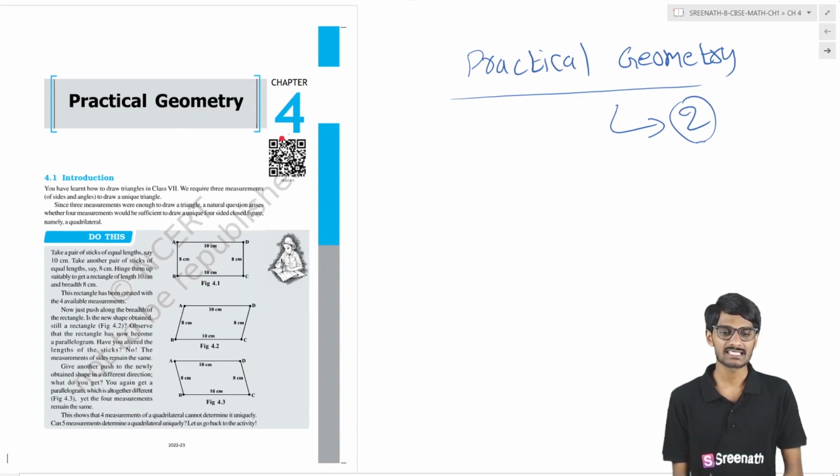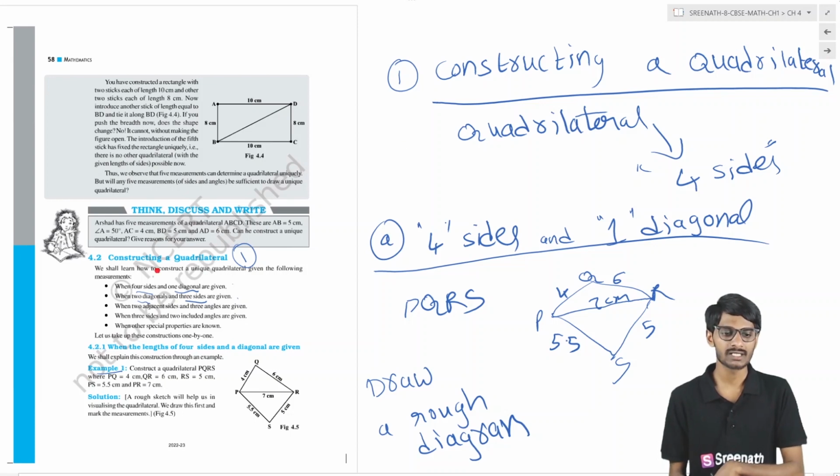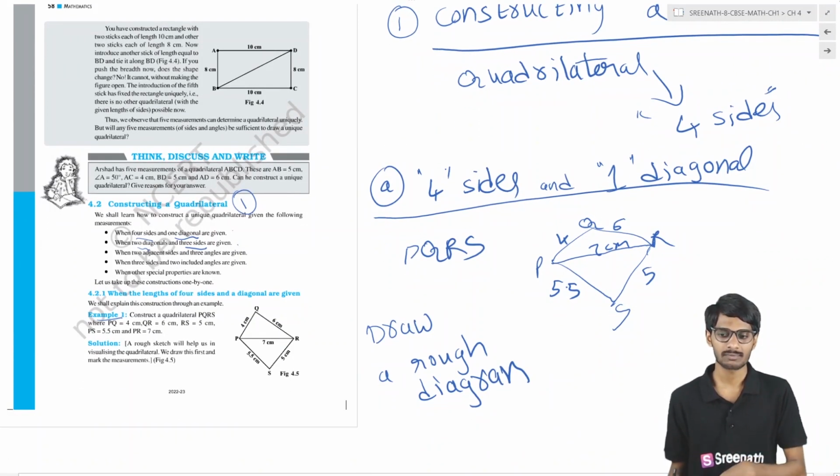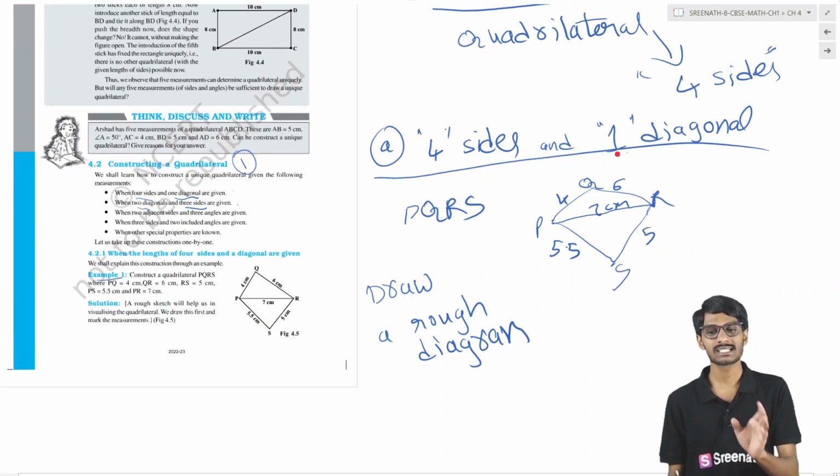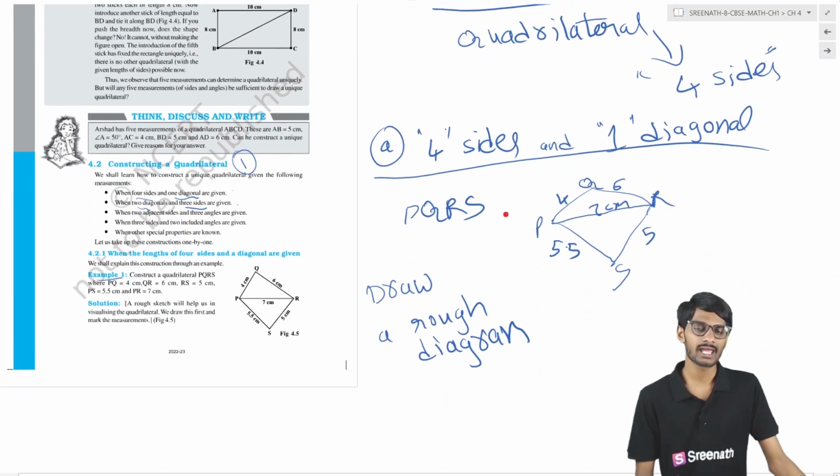So basically, practical geometry is the fourth chapter. In it we have two topics. What is the first topic? That is constructing a quadrilateral, how to construct a quadrilateral. There are many subtopics here. The first thing is, whenever four sides and one diagonal are given, how to draw a quadrilateral.